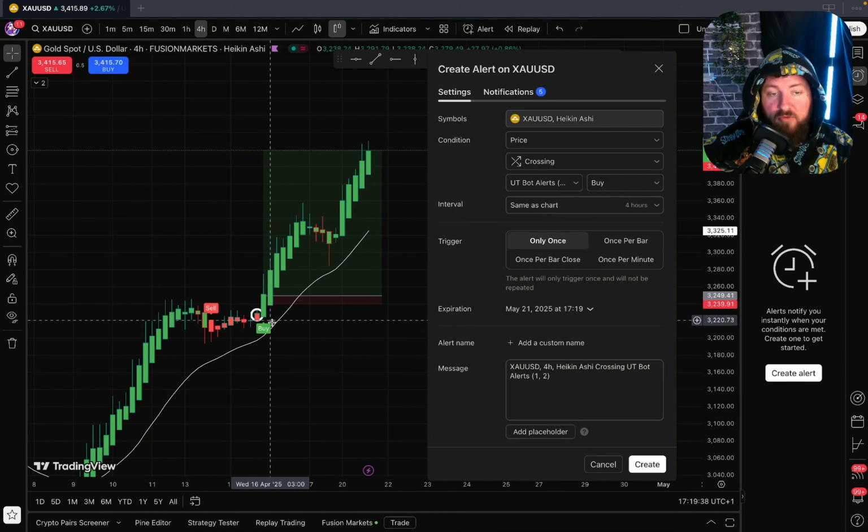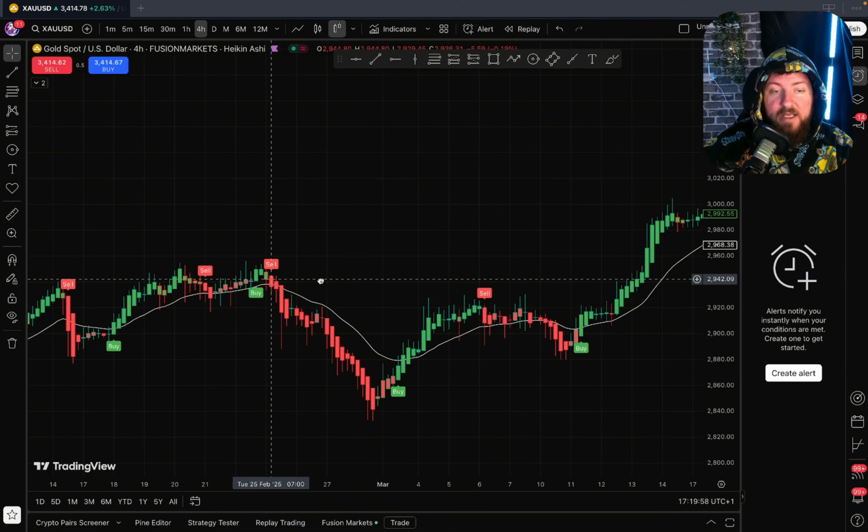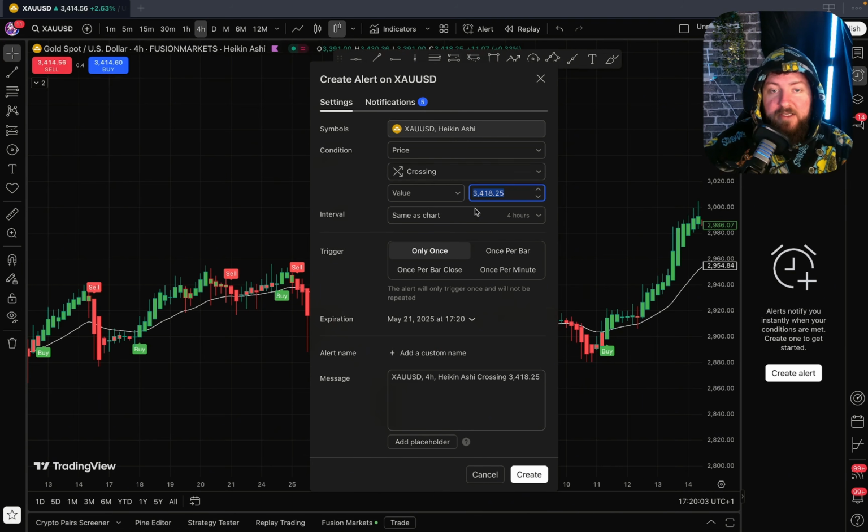If you know that you're waiting for a buy signal because we're above the EMAs, you just go and click on buy. If you know that we're below and we're crossing over the EMAs and looking for a sell, do the total opposite. Come up to the value, UT bots, sell.